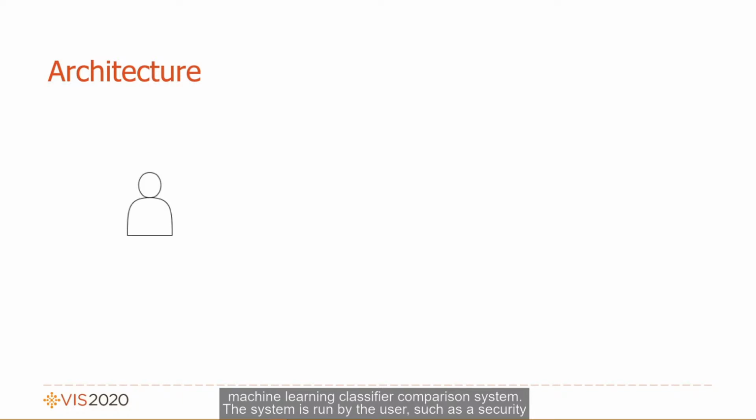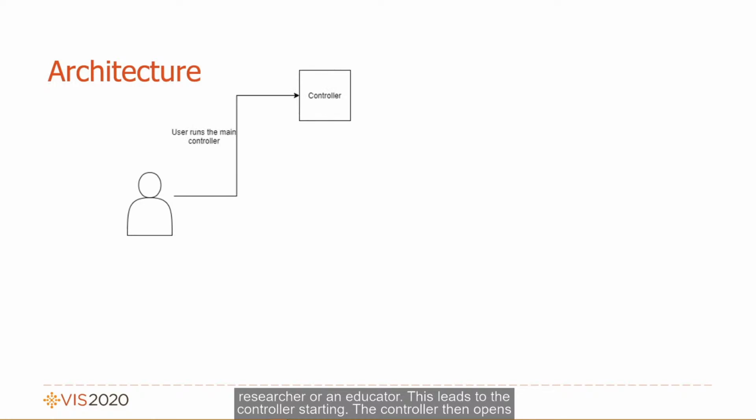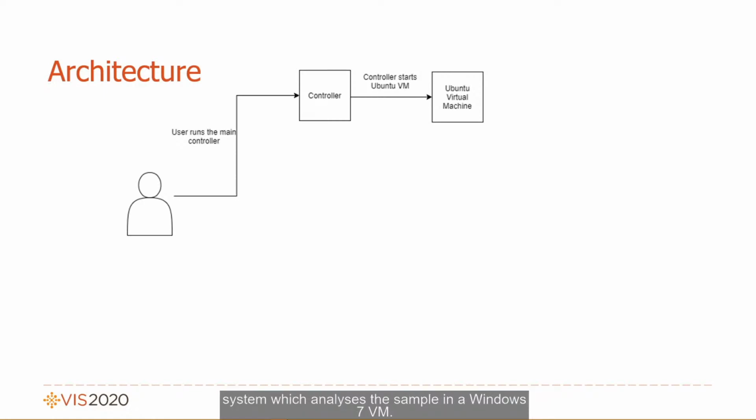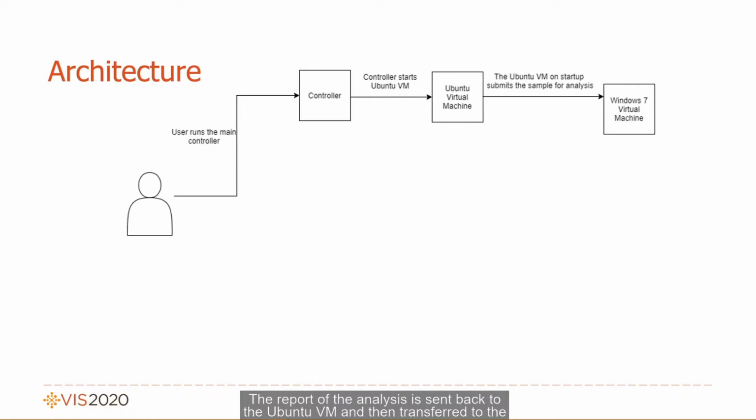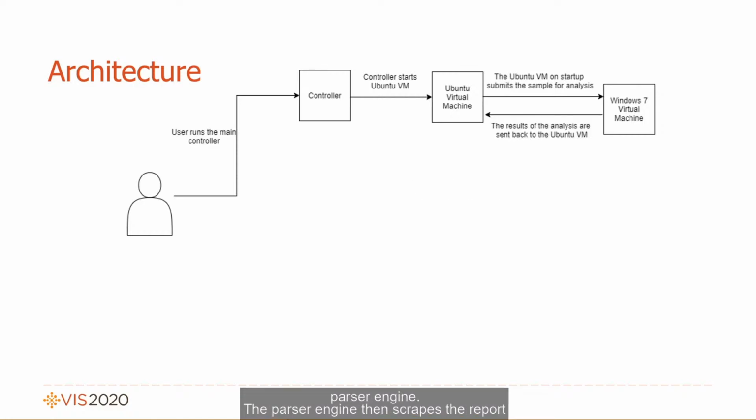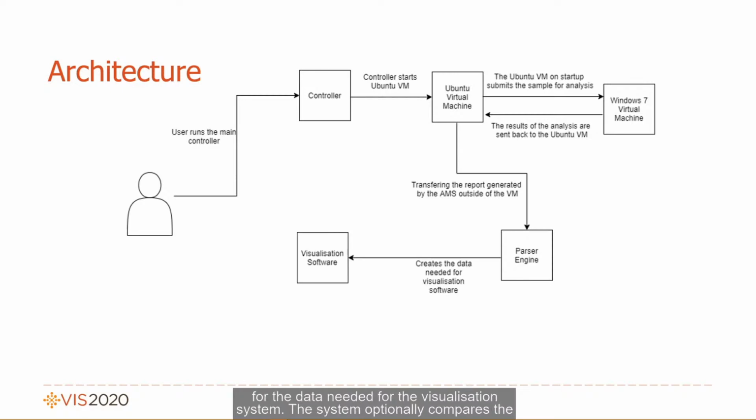The system is run by the user, such as a security researcher or an educator. This leads to the controller starting. The controller then opens the VirtualBox Ubuntu virtual machine, which submits the malware sample to the Cuckoo Sandbox system, which analyzes the sample in a Windows 7 virtual machine. The report of the analysis is then sent back to the Ubuntu virtual machine and then transferred to the parser engine. The parser engine then scrapes the report for the data needed for the visualization system.